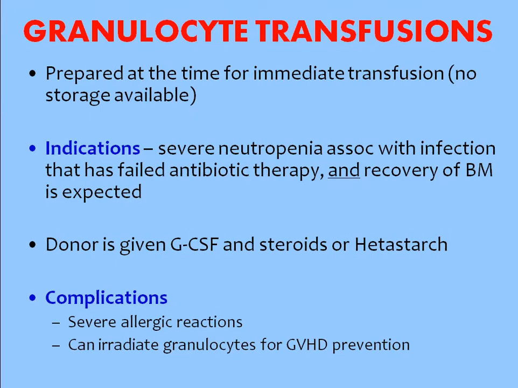Then granulocyte transfusions. These are done in severe neutropenia in immunocompromised individuals. The donor is given granulocyte colony stimulating factor and steroids to increase the production of granulocytes, and then they are collected. They can result in severe allergic reactions, which have to be kept in mind. Graft versus host disease is also common, which has to be kept in mind and prevented by irradiating them.